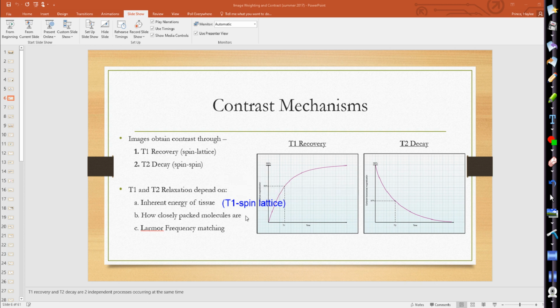What about the second one? How closely packed they are? T2. T2, good. That's also called what? Spin-spin. How much energy they're giving off to their neighboring nuclei. And then precessional frequency matching. T1. T1, good. When there's a better match, there's a more efficient energy exchange, quicker T1 recovery. So very good.